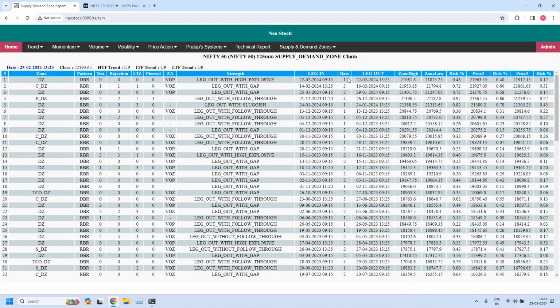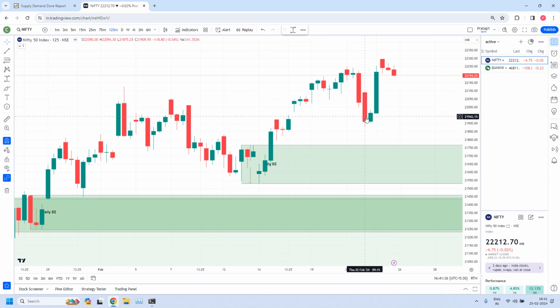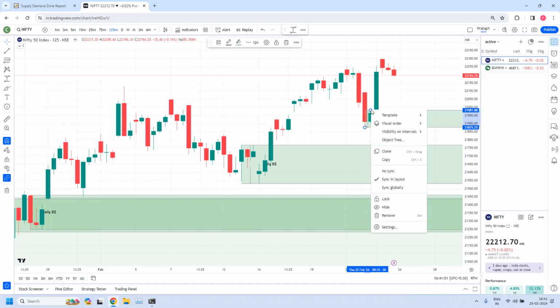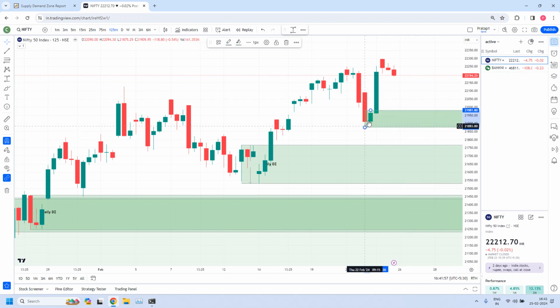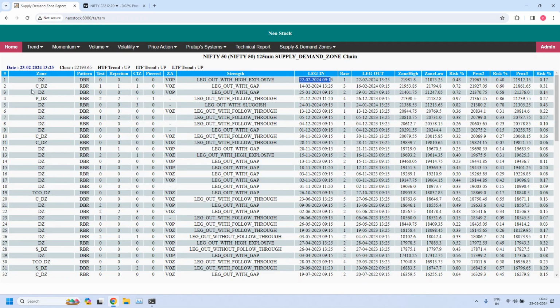I'm regenerating the chain. So here also we have 2 zones, the nearest demand zone and the high liquidity zone. In the nearest demand zone, this is also 22 February 9:15, only one base candle. So in our chart, we have a drop base rally. This is the most recent 75 minutes zone for the current price. So let me change to the 125 minutes or 75 minutes demand zone. The color I am changing. Okay, this is the nearest one, but we have the high liquidity zone here, the second one.